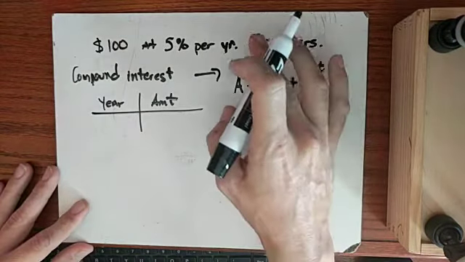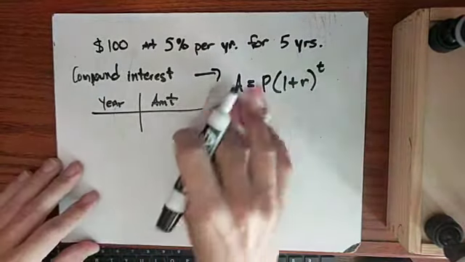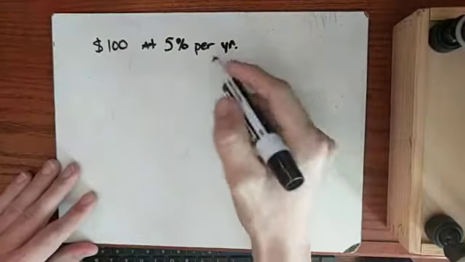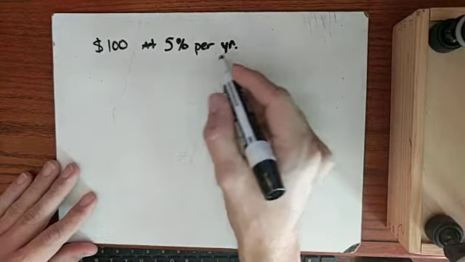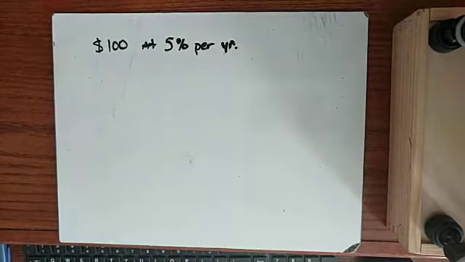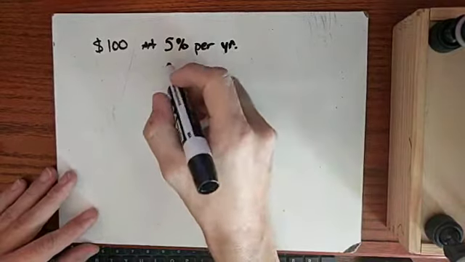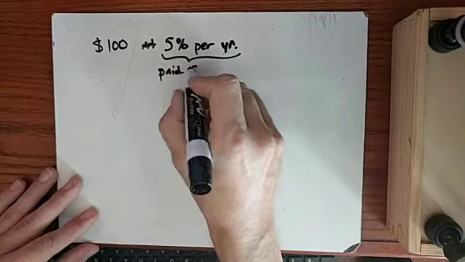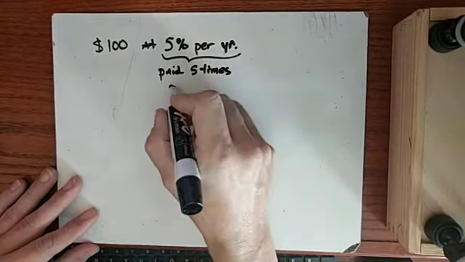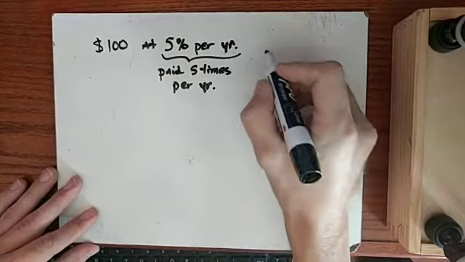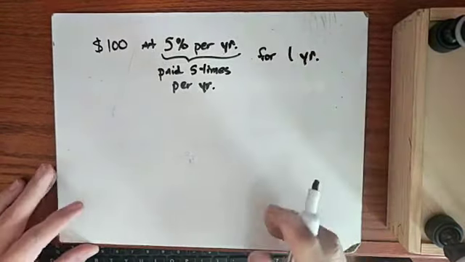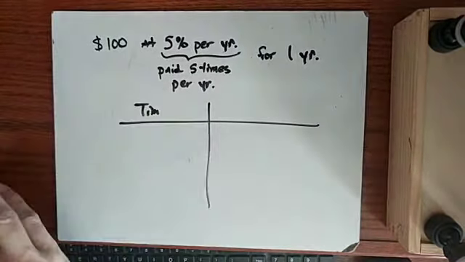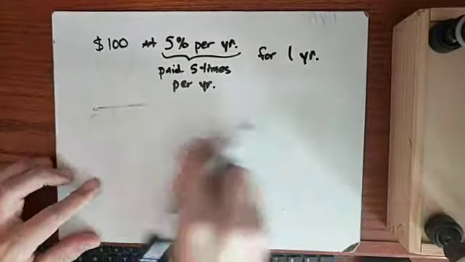So let's say that we want to do this. Let's say that we want 5% per year, but we want this paid 5 times per year for 1 year. Let's just see what happens in the first year. So now we have our time. Sorry, I should not have made that so big because I want to work over here to the right.